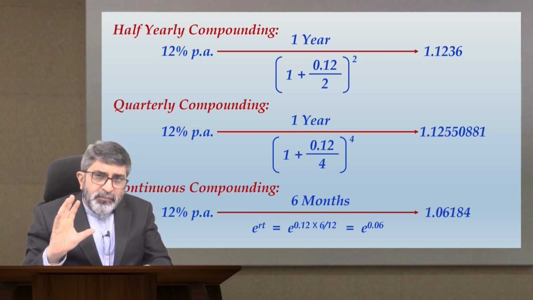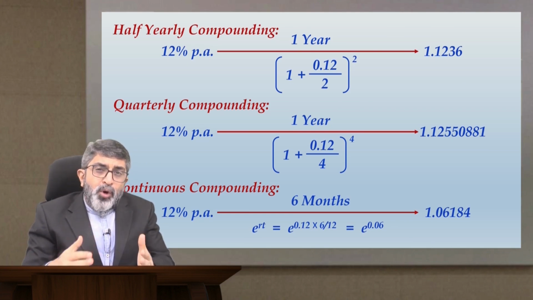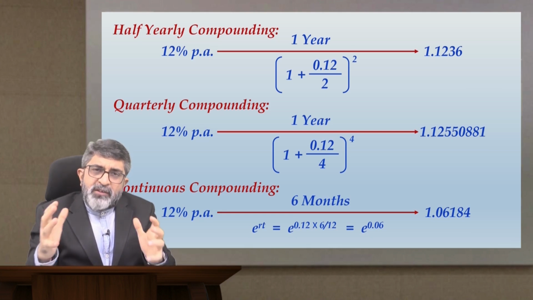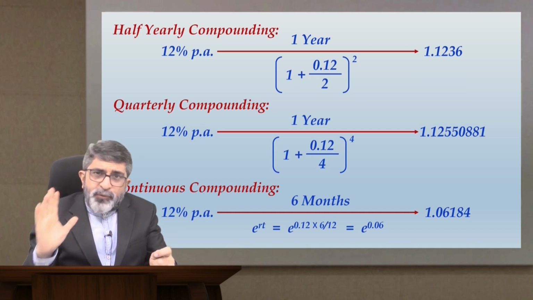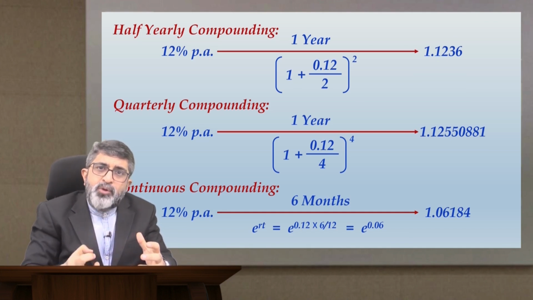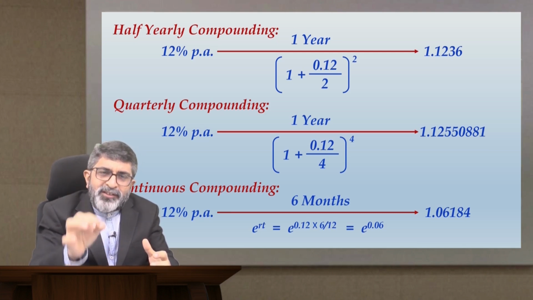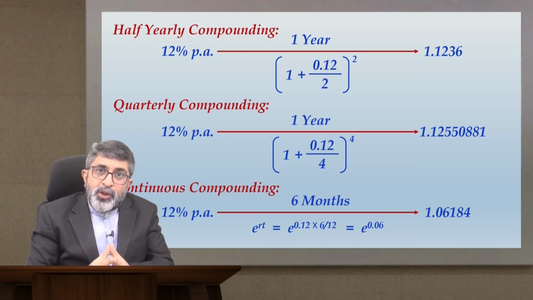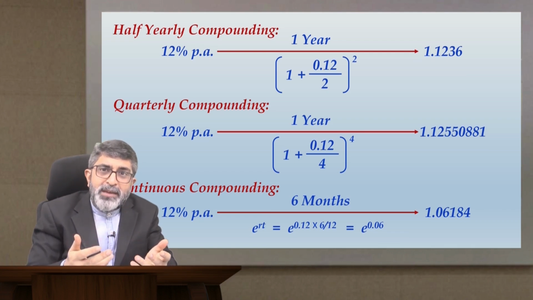1.06184. So just imagine what is happening. The more the frequency of compounding within a period, the greater will be the future value factor. You know it very well. That means the intensity of compounding goes to the maximum when continuous compounding comes into the picture. So continuous compounding can be considered as the extreme limit of compounding. Nothing can be beyond that.